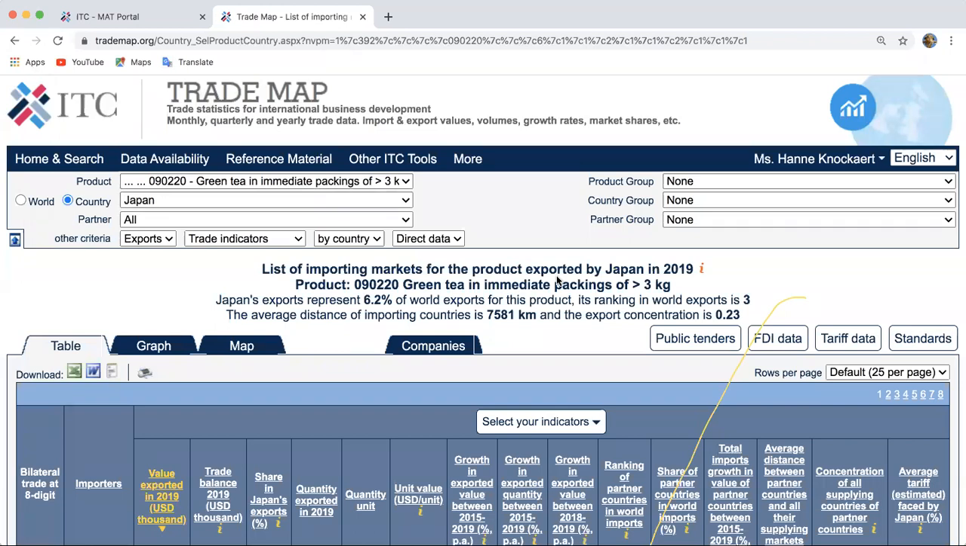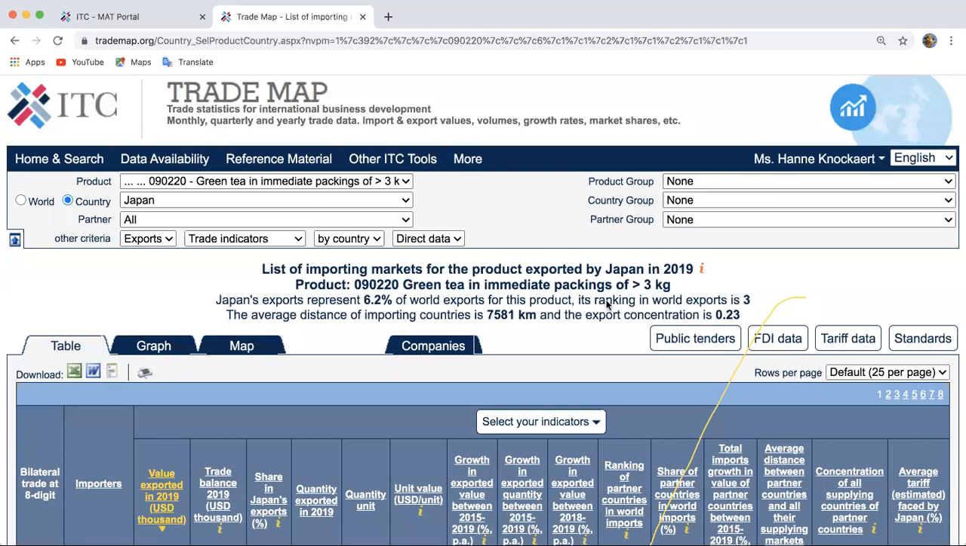So now we are receiving a list of importers of green tea from Japan. And it gives you a little summary of what Japan does in the green tea market. So Japan's exports represent 6.2% of the world exports for this product.